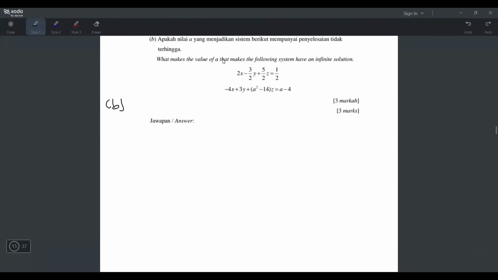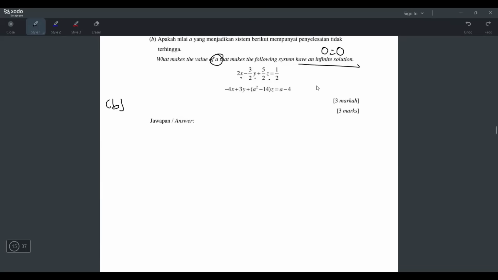Okay, B says, find the value of a that makes the following system have an infinite solution. Infinite solution, you will have 0 equals 0, right? 0 equals 0 is when you have infinite answers, right? And you will only have infinite solution when it has 3 variables.